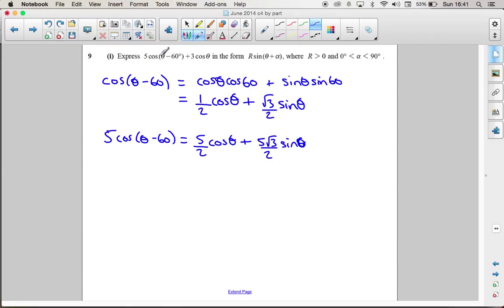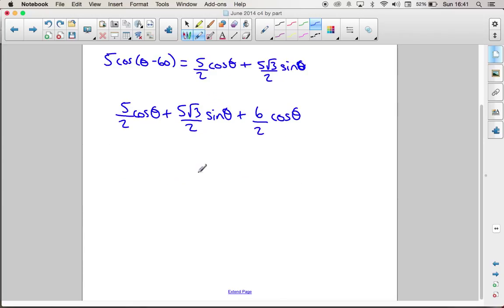We've got 5 cos theta minus 60 plus 3 cos theta, so I need to add on 3 cos thetas now. Rather than writing it as 3, I'm going to write that as 6 over 2. That's the same as 3, so that it can be combined with this 5 over 2 here. So I've got 5 over 2 cos thetas plus another 6 over 2 cos thetas. That's going to be 11 over 2 cos thetas.